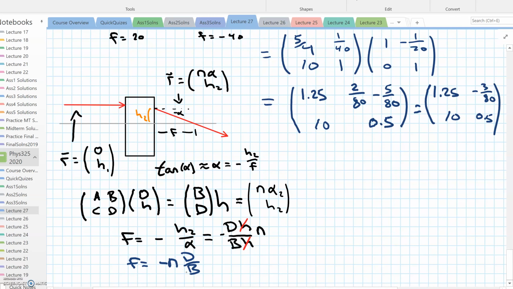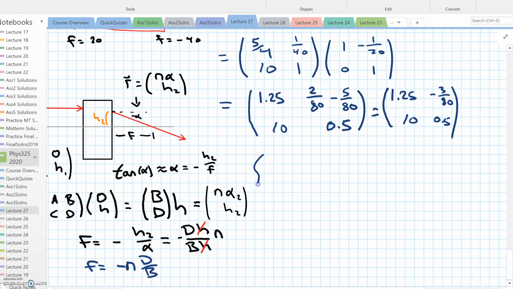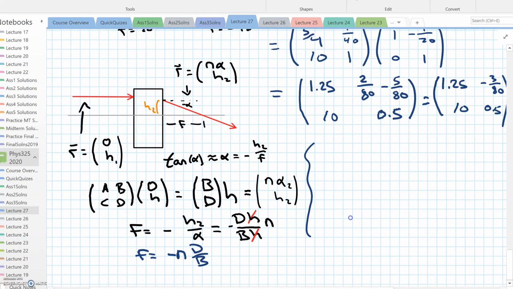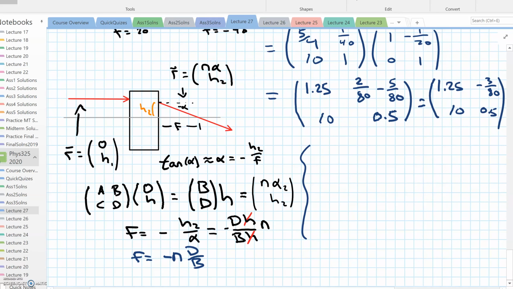So in our case here, let's move to our example. We have that the effective focal length is equal to, let's just say n is equal to 1, we're in air, negative D over B. So that's 1 negative 1/2 over negative 3 over 80. So that is 80 over 6, or 40 over 3.